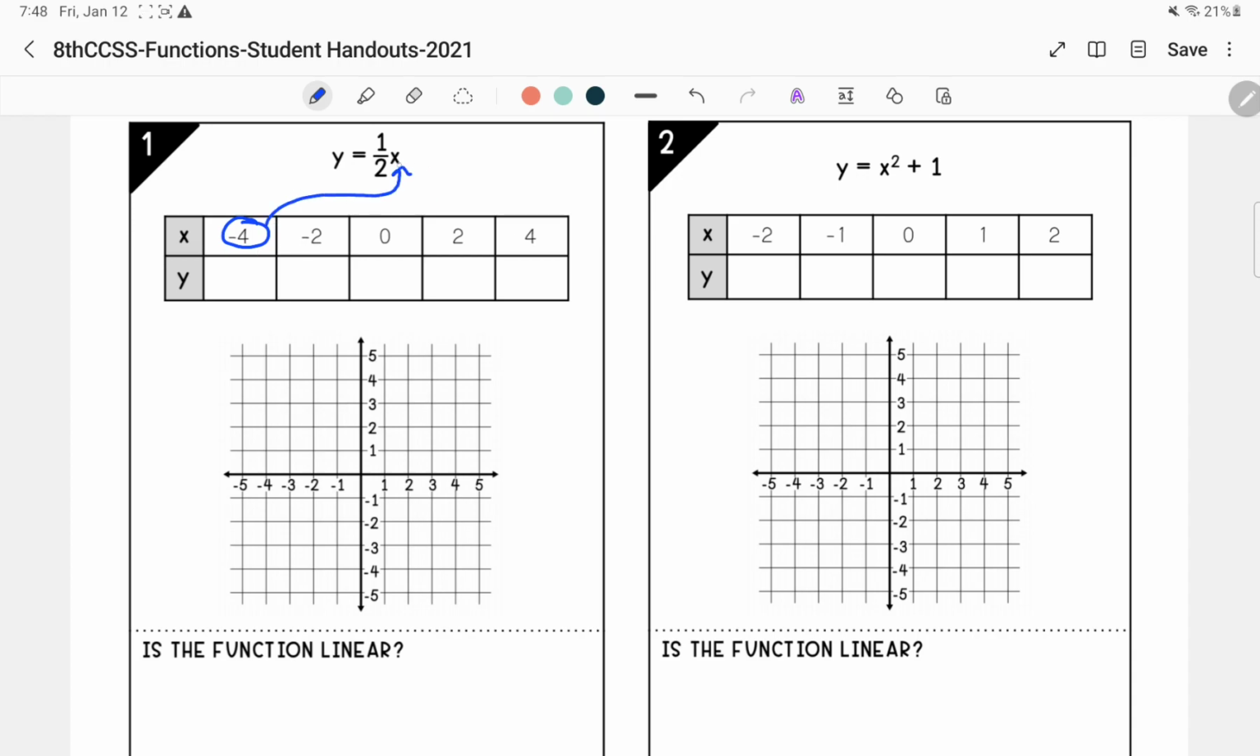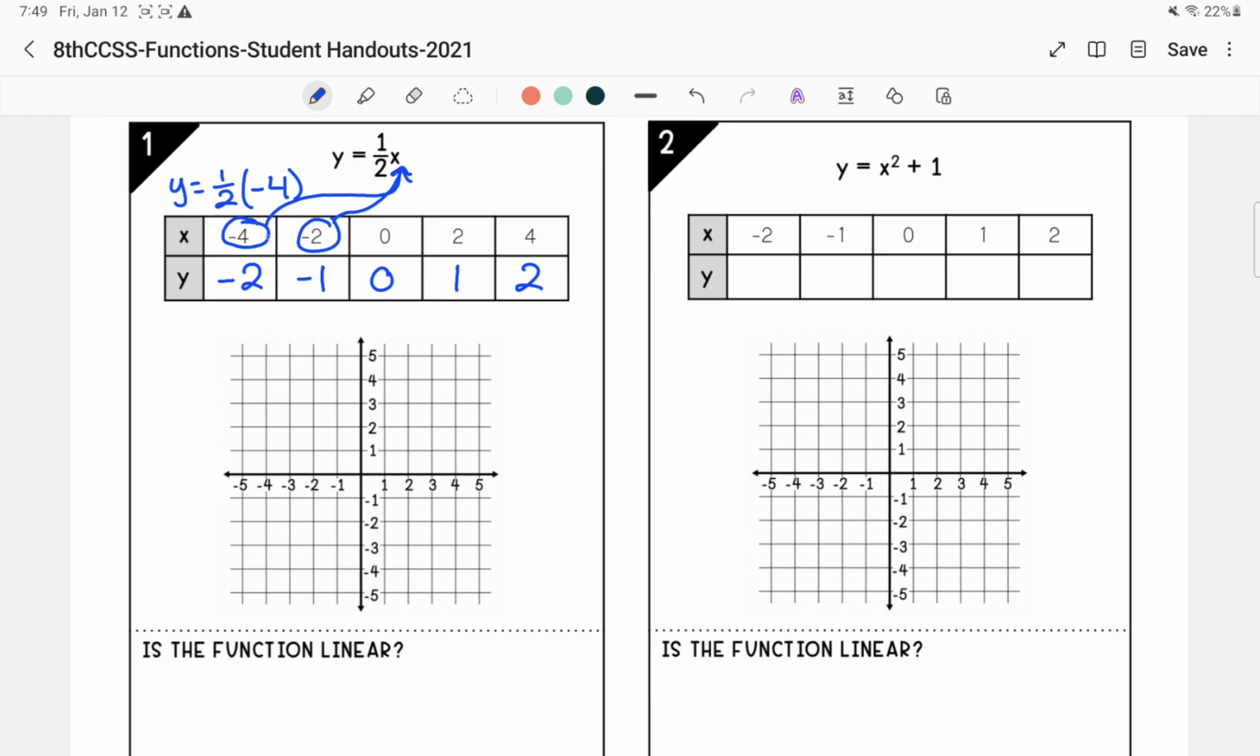I can plug this -4 in for x in my equation. So y is 1/2 times that x, -4. Half of -4 is -2. Then I can do the same thing with this -2. If I plug in -2 for x, 1/2 of -2 is -1. Half of 0 is 0. Half of 2 is 1. Half of 4 is 2. So that's how we can fill in our tables.